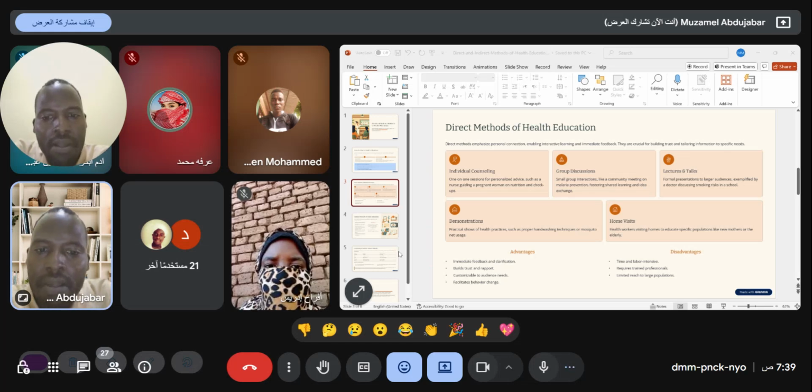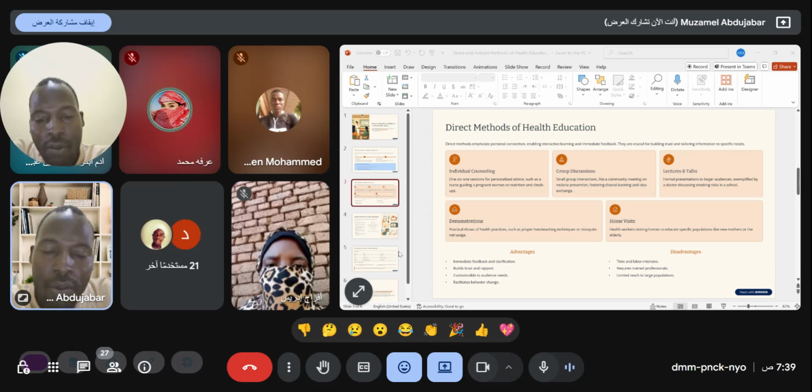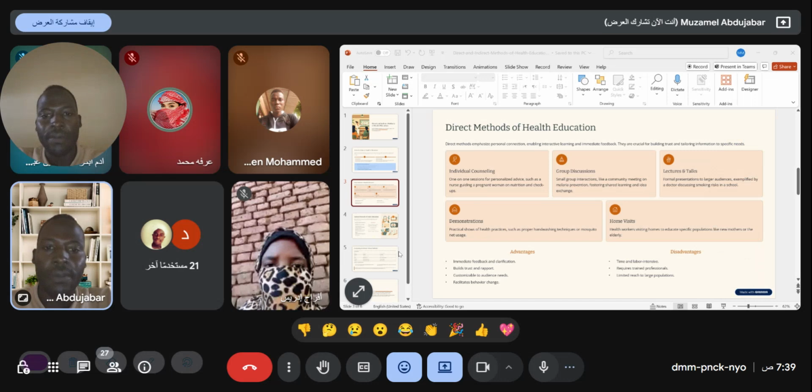The second one is building trust and rapport. When you sit and discuss with your community face to face, it can increase trust and confidence with them, and they can explain more and ask you more about how you can handle their health issues and problems. Moreover, another advantage of the direct method of health education is that it is customized to audience needs. You can know the real needs of your customers or your community. This is called the direct method.